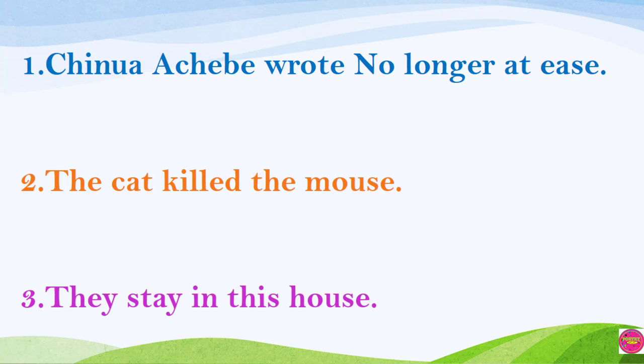And we said the subject cannot be omitted. So, taking out Chinua Achebe will mean that we will have "wrote no longer at ease." This sentence sounds illogical. Therefore, the subject is a vital part of a sentence. Example 2. The cat killed the mouse. Who killed the mouse? The cat. Example 3. They stay in this house. Who stays in this house? They.